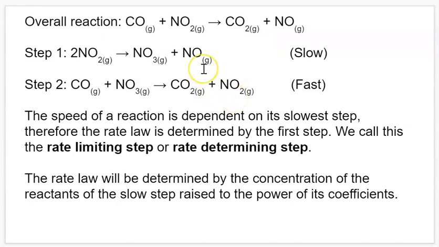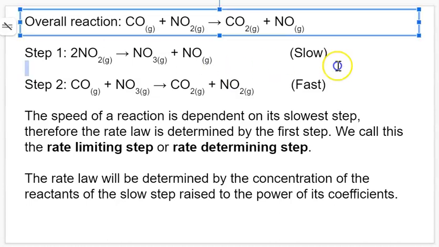And it's therefore going to be the main factor that we consider for the rate law. And this slow step we call the rate limiting step or the rate determining step. And we're going to make a rate law that is based off of the concentration of the reactants in this slow step raised to the power of their coefficients.